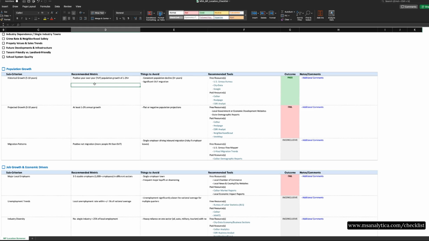You obviously don't want to invest in an area where the population has been consistently decreasing over the past 10 years. Things to avoid: consistent population decline over the past 3 years, significant out-migration. Those are all red flags. Those are areas that you want to avoid.